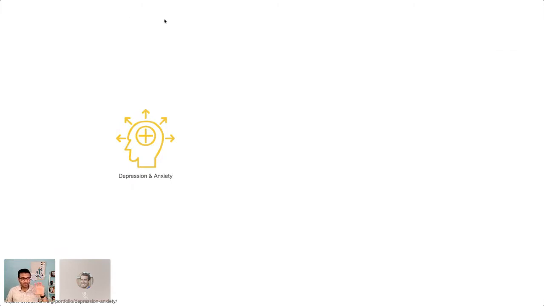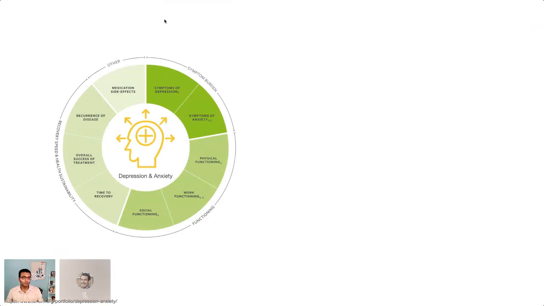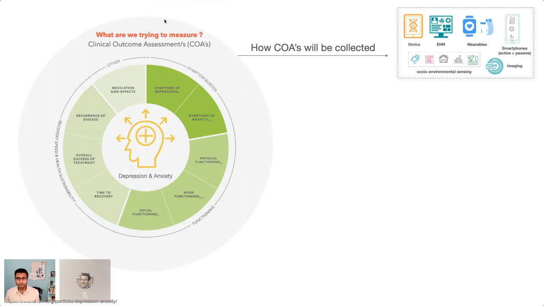If you are looking at depression and anxiety, for example, you want to look at the paraphernalia of what you are trying to study: the social functioning, the work functioning, physical functioning, symptoms, how people have recurrence, remission, time to recovery, etc. And you could select some of these slices depending on your key study goals. And that basically relates to what your clinical outcome assessment is: what are you trying to measure? How will you collect that?